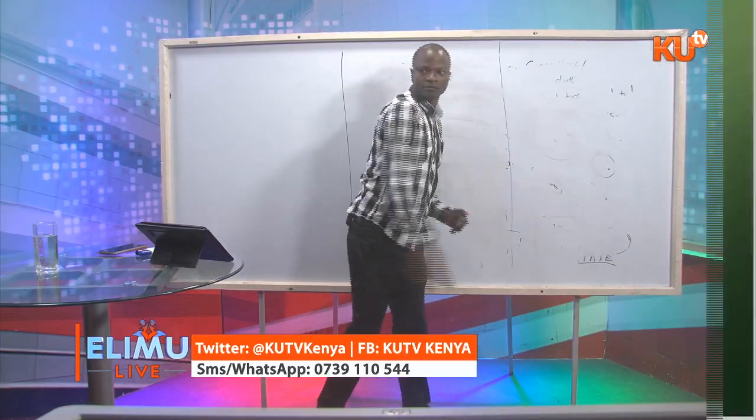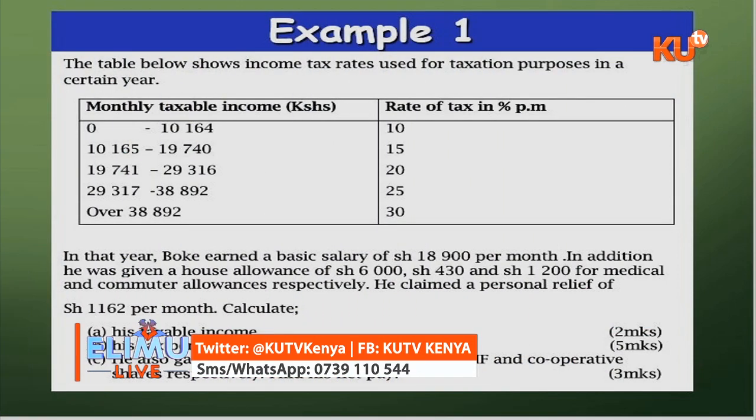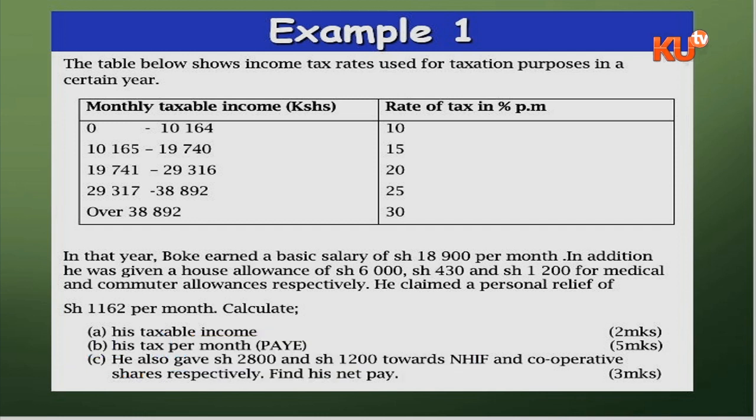If you read, you can see from your screen, the table below shows income tax rates for taxation purposes in a certain year. So it's a certain year, not this year. So we have the monthly taxable income in what? In Kenyan shillings. Then what is the rate? Rate of tax as a percentage per month. Then you have 0 to what have you, like that. Then in that year, Boke earned a basic salary of 18,900 per month.